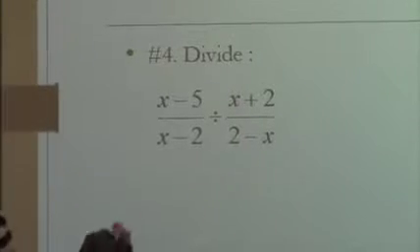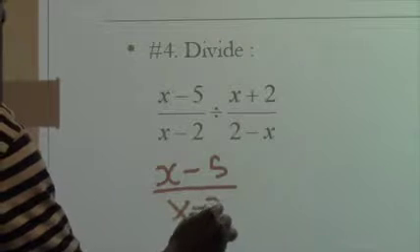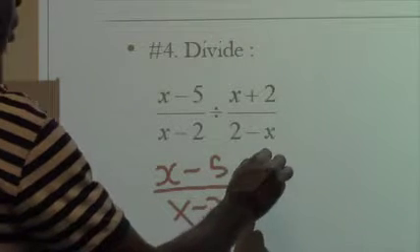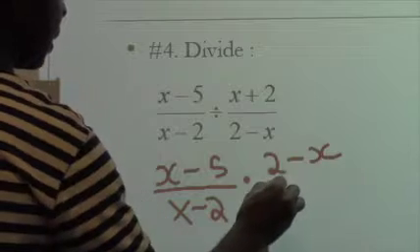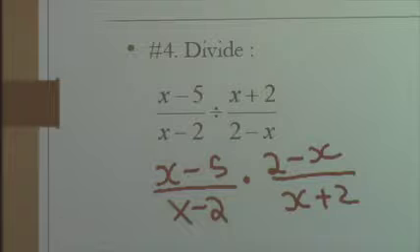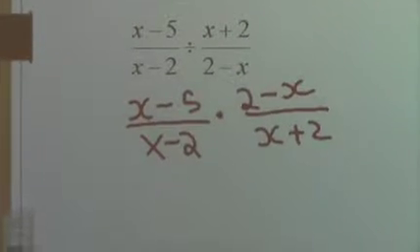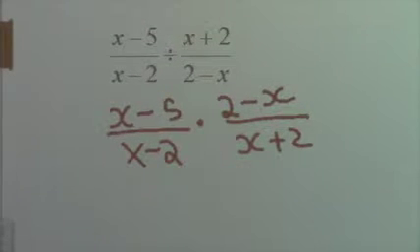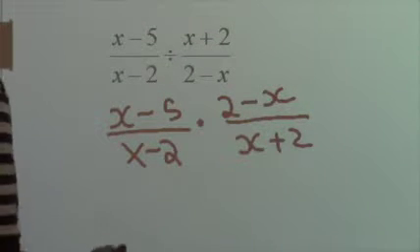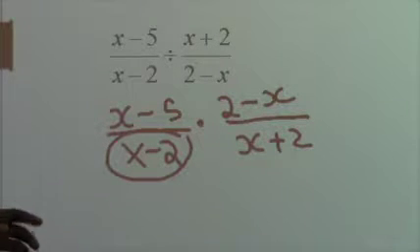Again, we have to divide. So let's begin by first multiplying by the reciprocal. So we do times 2 minus x over x plus 2. Now, when we look here, it doesn't appear that we have common factors within the numerator and denominator. But if we look over here, we could do something so that this can be 2 minus x.